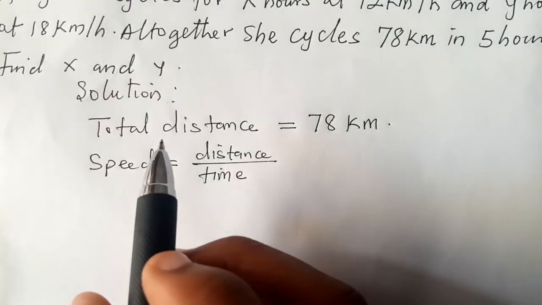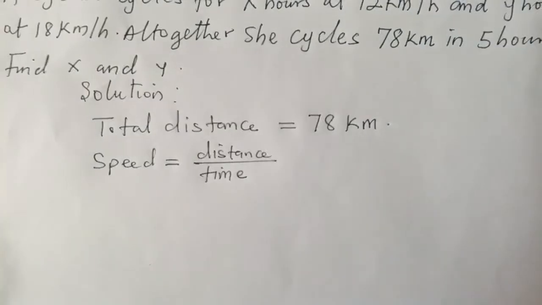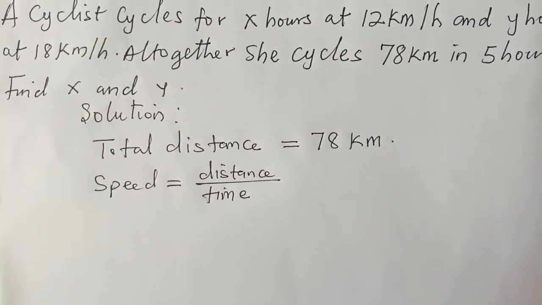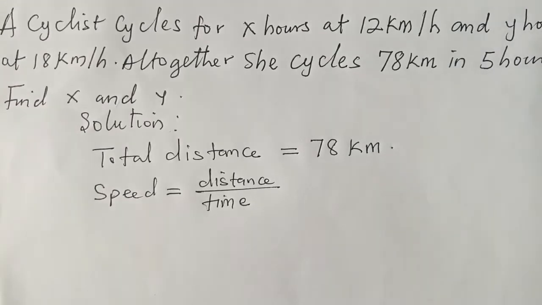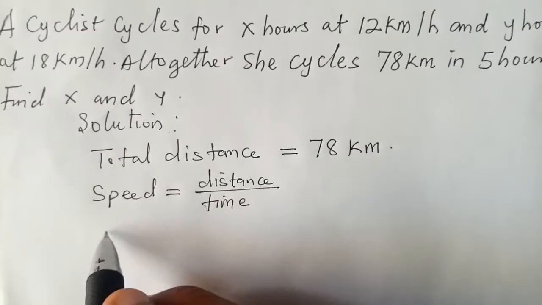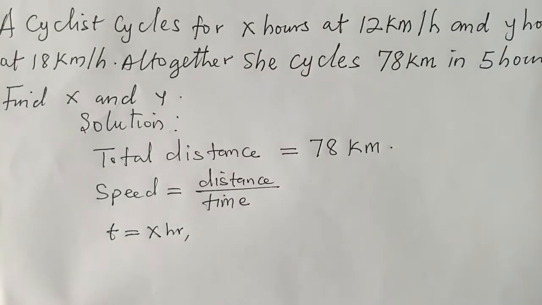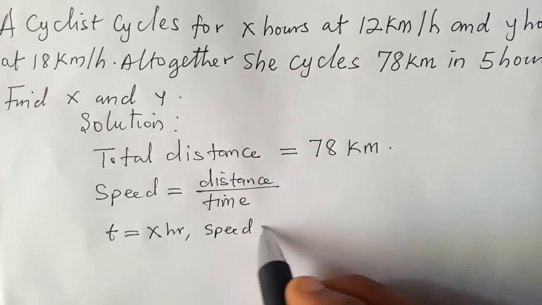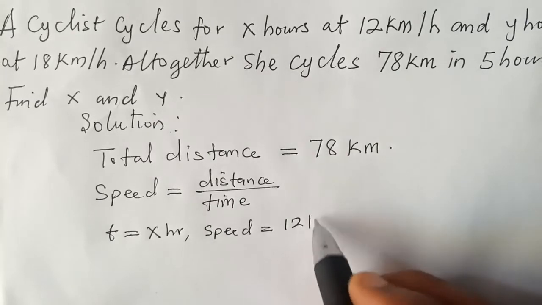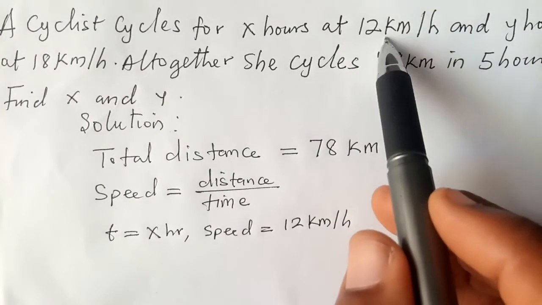Then the speed of the first cycle is 12 kilometers per hour. Then we put it there. Okay, let's first of all look at time. Time is given as x hours. Speed is 12 kilometers per hour. And distance was not given.